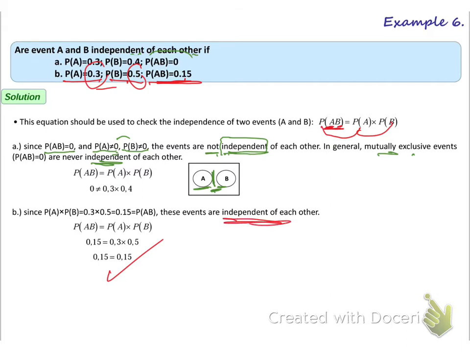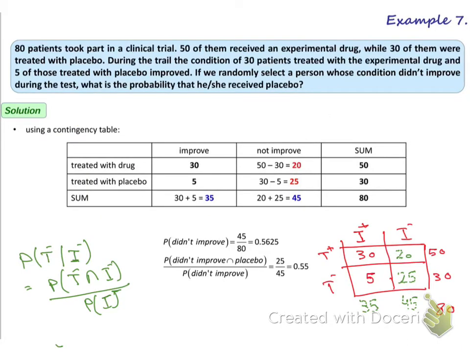Okay. So in this problem, it says that we have 80 patients who took part in a clinical trial. In the clinical trial, some are given the real medicine, the drug, and some are given the placebo. He said here that 50 out of 80 have received the experimental drug, and 30 of them have received the placebo.